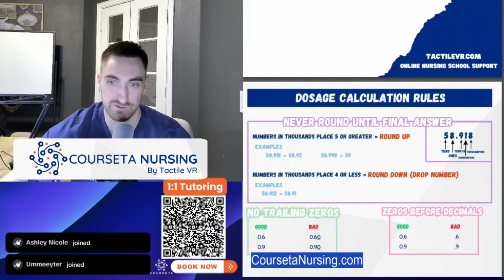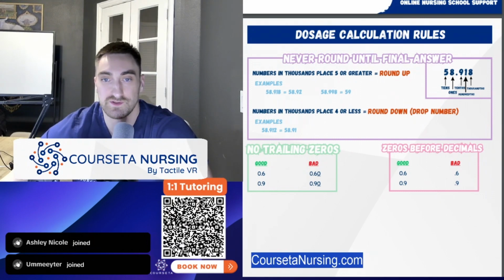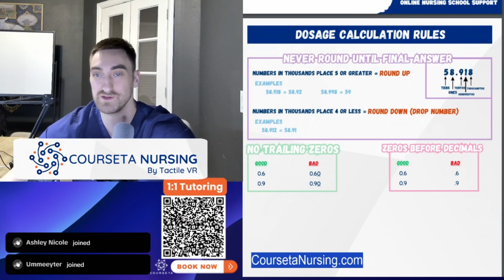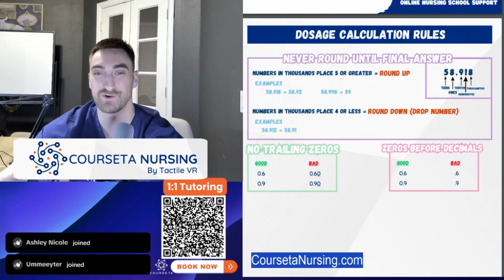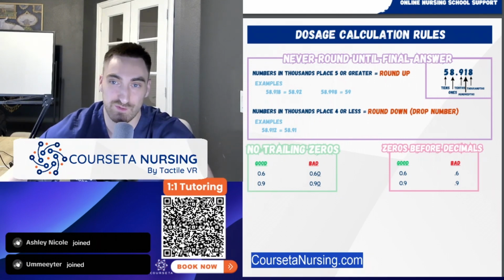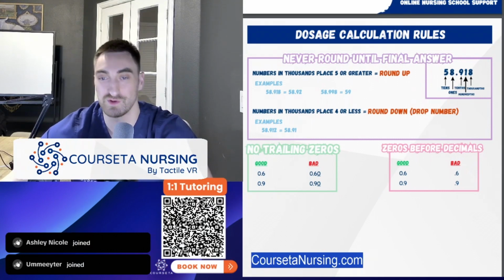First things first, before we get into all the formulas, dosage calculation has some rules that you'd want to follow. There are three main rules, and it really all has to do with the numbers and how you get to those numbers. First, you need to know how to round. If you don't know how to round, it's going to make things difficult for you. But the biggest rule is that you never round until you reach your final answer. If you have multiple steps in a problem, you definitely don't want to round a number before you get to your final answer.